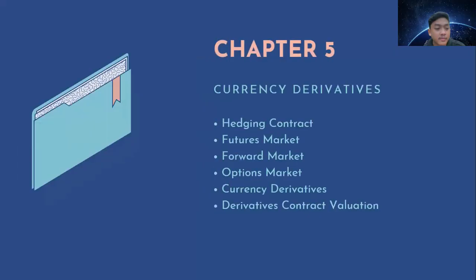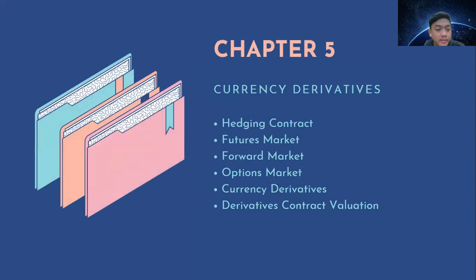Right, we move to chapter 5, currency derivative. We will talk about hedging contract, future market, forward market, option market, currency derivative, and derivative contract formation. What is derivative? Derivative is a product which the value of it is determined by the value of another product.